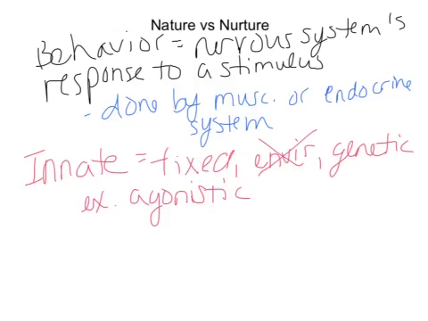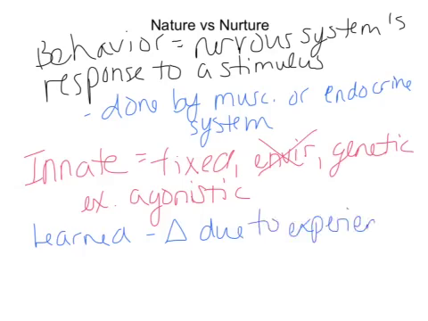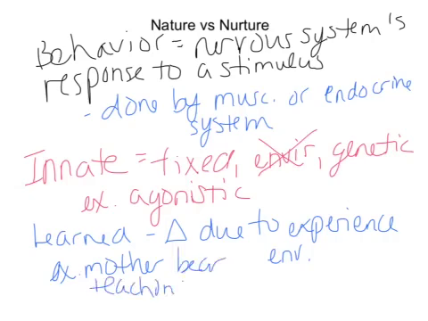A learned behavior is going to be one that is due to your cognitive development. These can change due to experience and the environment. You're not as genetically predisposed to these. These would be, for instance, a mother teaching its children how to eat, how to hunt for food, how to gather food. Those would be examples of a learned behavior.